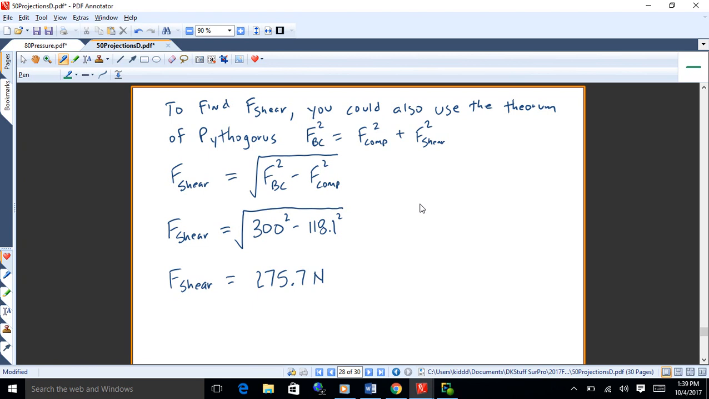BC with the hypotenuse? Yes, that's the original force vector that we started with. And then the compression and shear are just components of it. BC was 300, and then the compression was 118. Now you subtract here because you're solving for one of the components. You're not solving for the hypotenuse, you're solving for one of the two components. So subtract in the radical there. Okay.